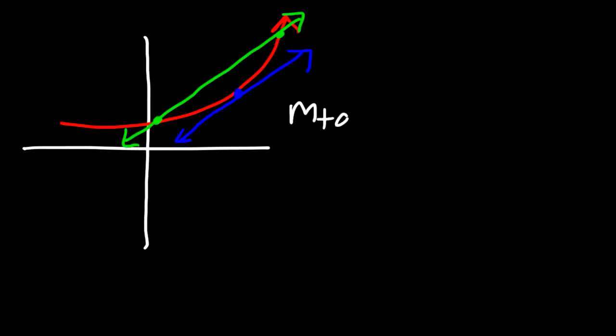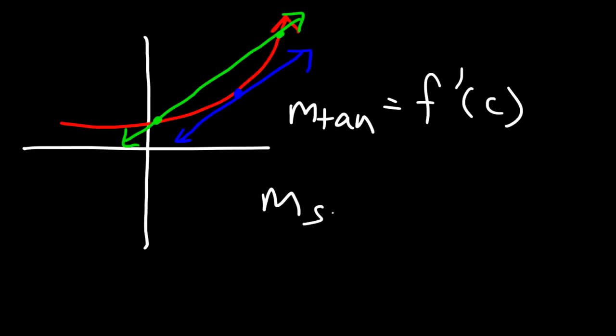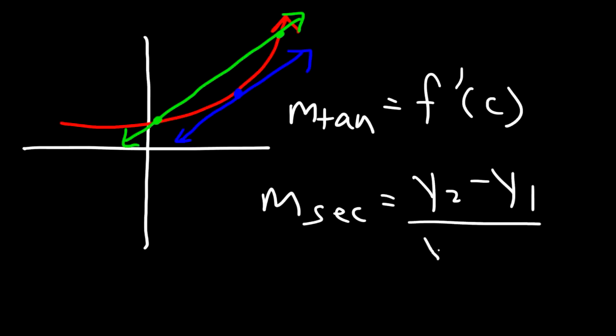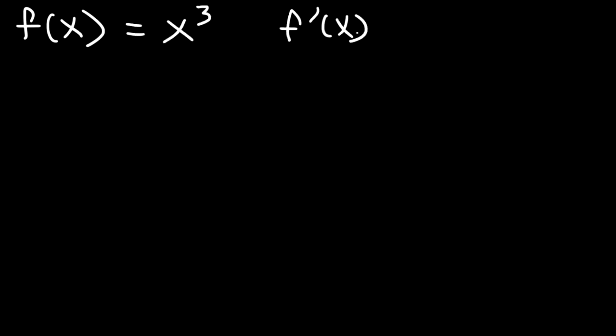So the slope of a tangent line is equal to the derivative of a function at some value. To calculate the slope of a secant line, you've done this before in algebra using this expression. It's rise over run, y2 minus y1 over x2 minus x1. Now let's say that f of x is x cubed. Using the power rule, the first derivative is 3x squared.